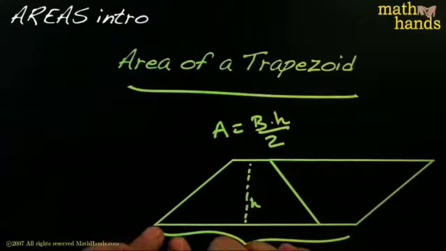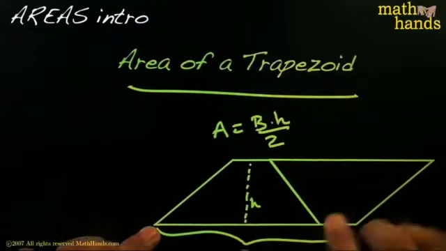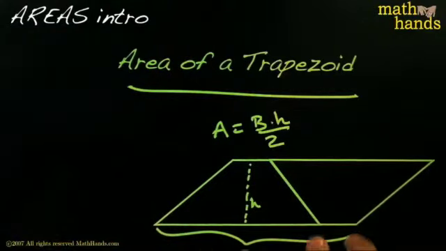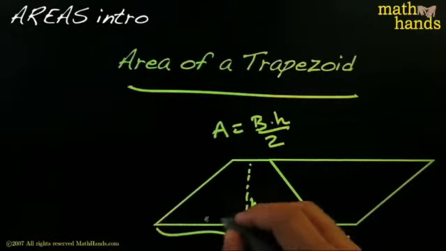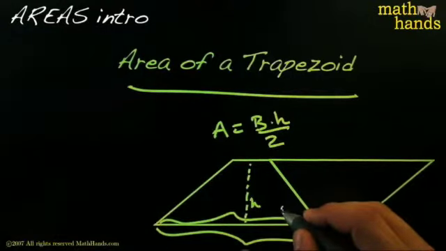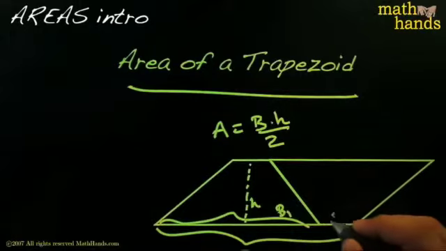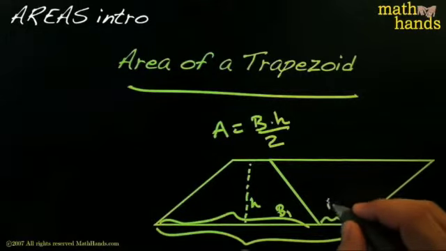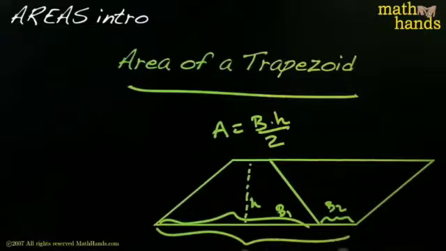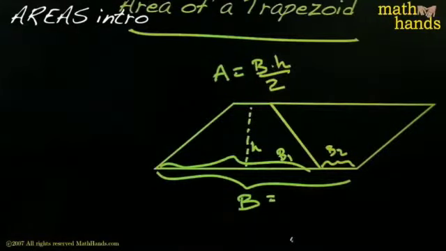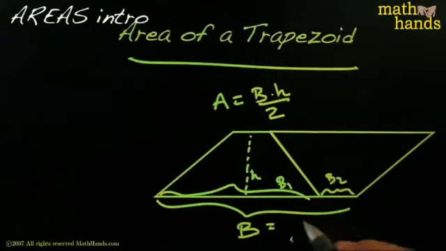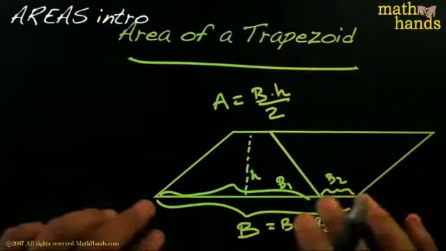Well, the big B is the total of the bases: the big base of the original problem plus the little base. So I'll call this B1 for one of the bases, and I'll call this one B2 for the other base. Then the big B, the big base here, would be equal to... You guys should say something. Can't see. All right. So then the big base would be B1 plus B2, of course.